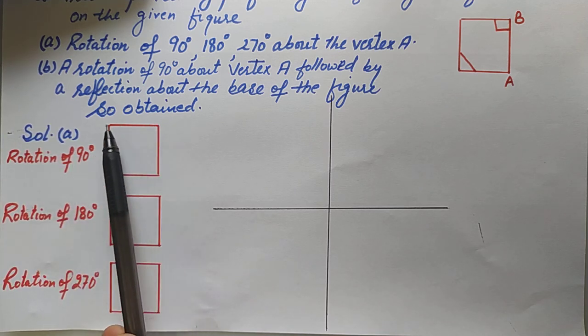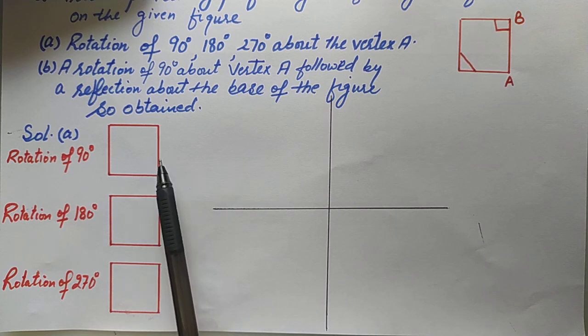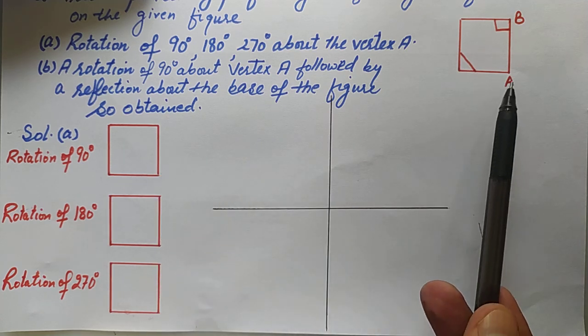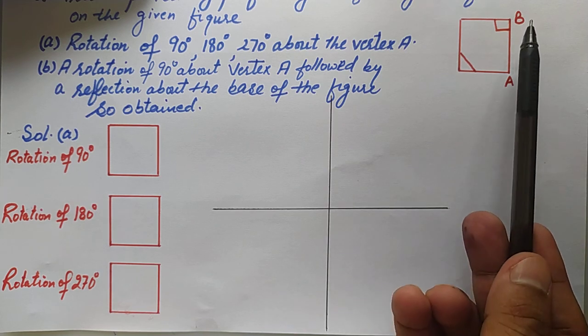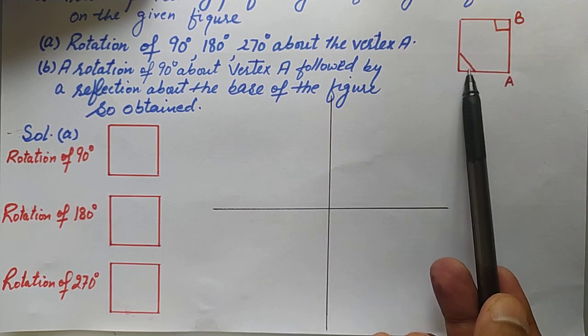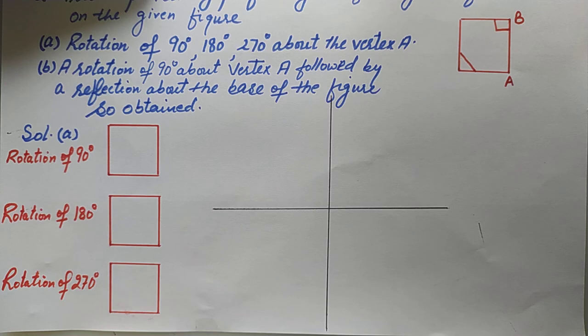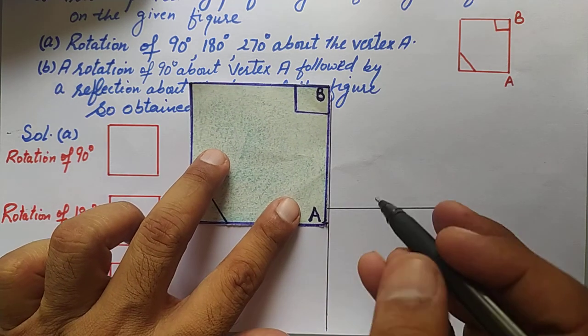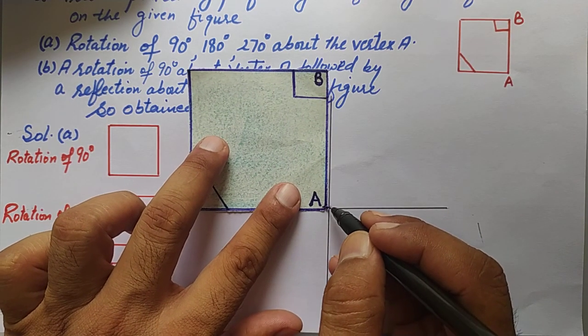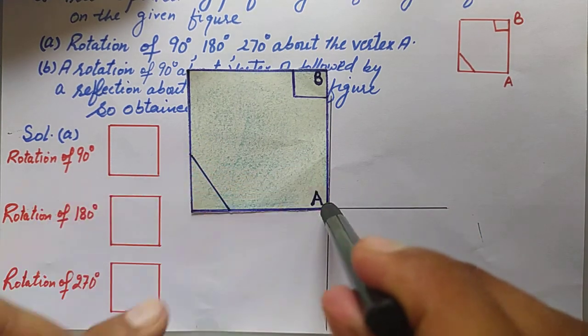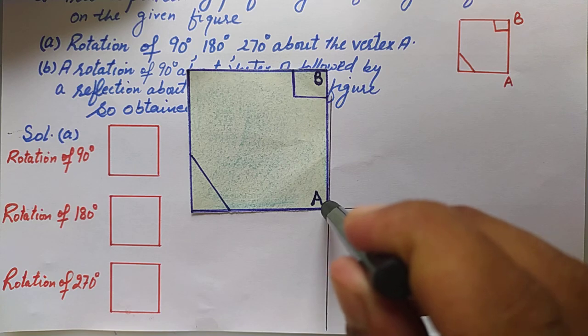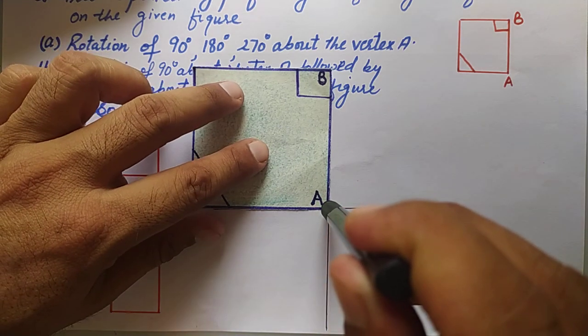We'll get the square ultimately, and then we'll see where this point A will go. Point A will definitely be fixed, and we'll see where B will go and where this cut will go. So let's see. First of all I'll keep this on this axis, and here point A will be fixed because I need to rotate this about point A.